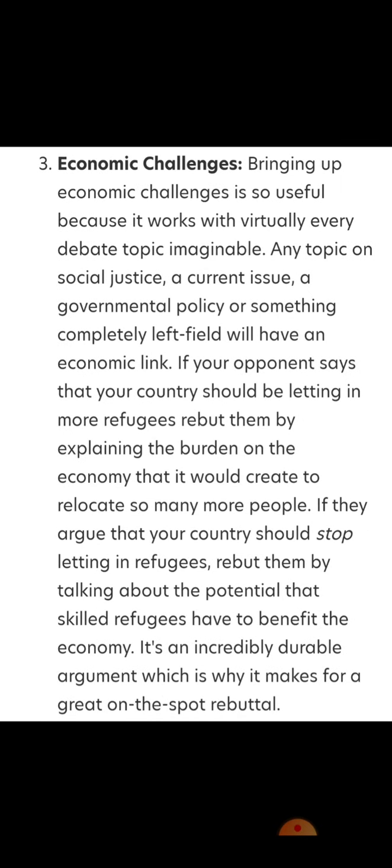Economic challenges. Bringing up economic challenges is so useful because it works with virtually every debate topic imaginable. Any topic on social justice, a current issue, a government policy, or something completely left field will have an economic link. If your opponent says that your country should be letting in more refugees, rebut them by explaining the burden on the economy.